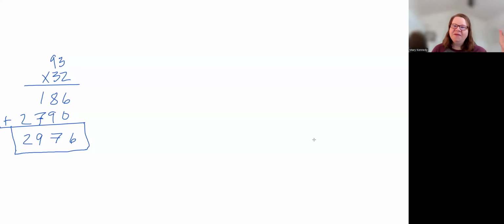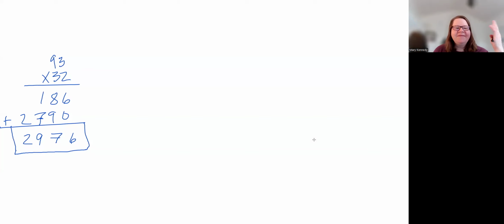Let's talk about multiplying and understanding multiplication in a different way, maybe even a better way. It's different for sure. So we're going to look at 93 times 32, and we can see the method that we're probably used to, especially if you are at least, I would say, 20 years old, right? This is the method you learned in school probably.